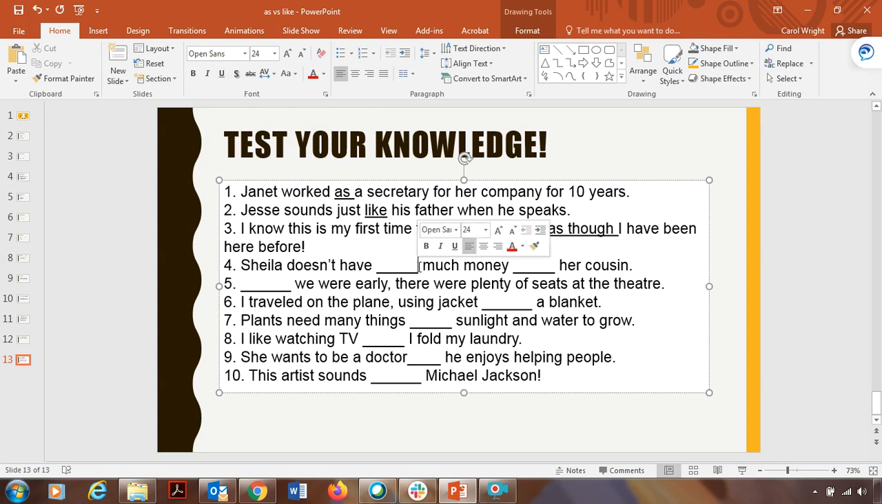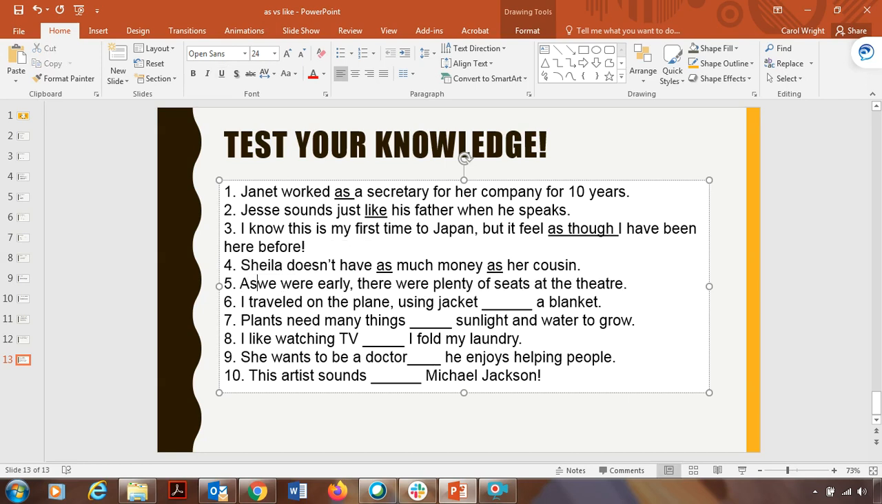Sheila doesn't have much money. Her cousin, here we're going to use as and as to talk about comparison. As much money as her cousin. Okay, so number 5, we were early. There were plenty of seats at the theater. Okay, as we were early. So remember, as here has a meaning of because. So we can use as here to fill in our blanks.